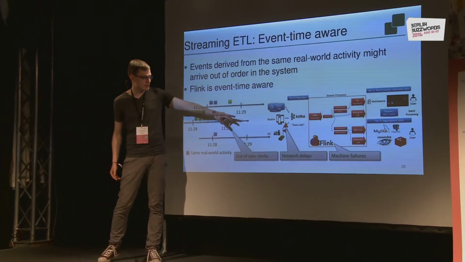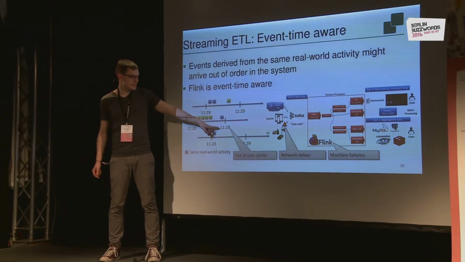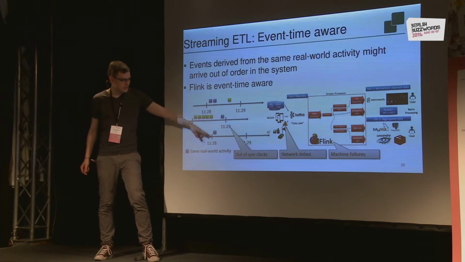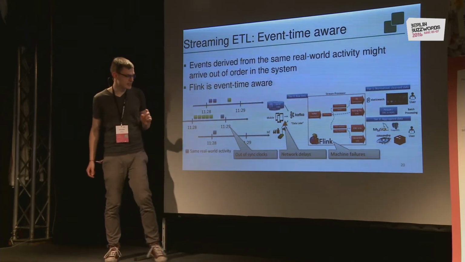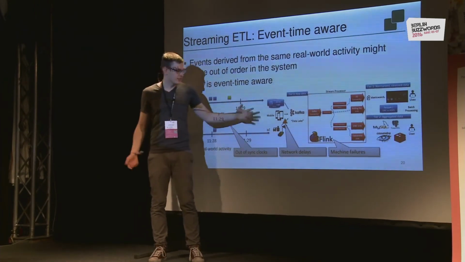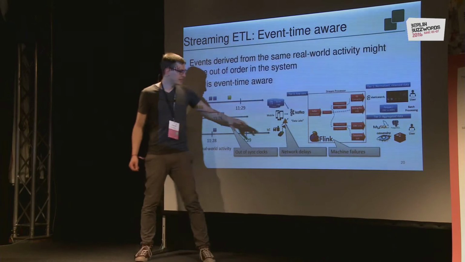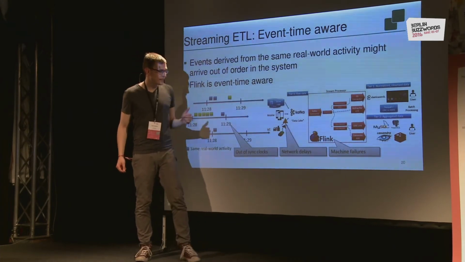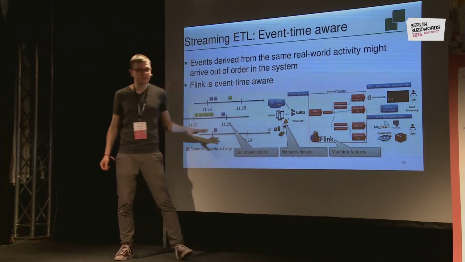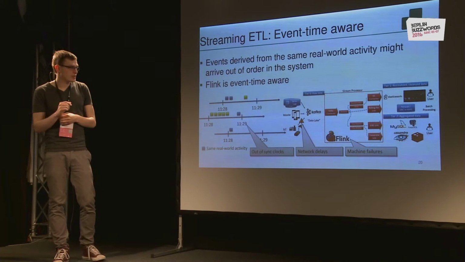However, the clock of the mobile is off. So the Wi-Fi clock says at 11:28 the person entered the factory. The app says close to 11:29 I got this event. So the clocks are out of sync. Another issue is network delay. Maybe the network of the factory is delayed or not working all the time. So it might happen that events arrive much later in Kafka than events from the web server or from the mobile phone. Another issue is machine failures. It could happen that, for example, the machines at Flink or in Kafka or somewhere else are failing. And this way, we are not processing data for a short period of time.